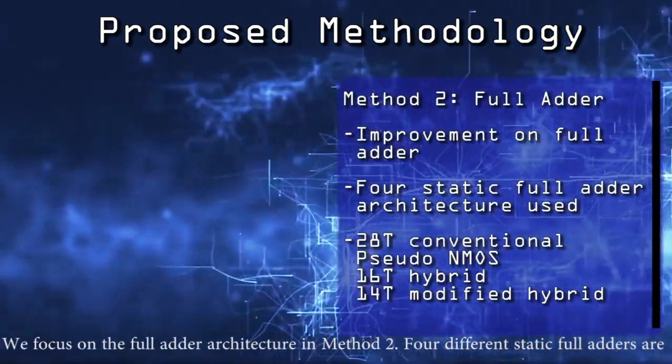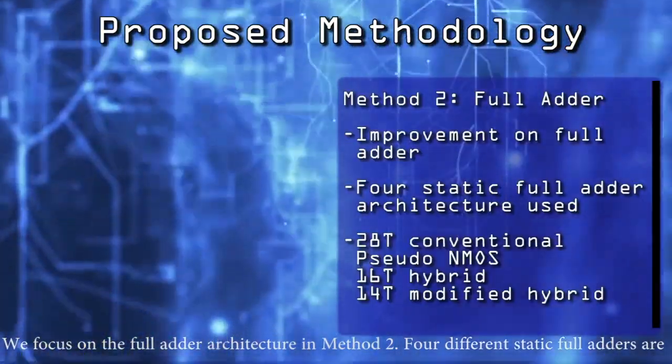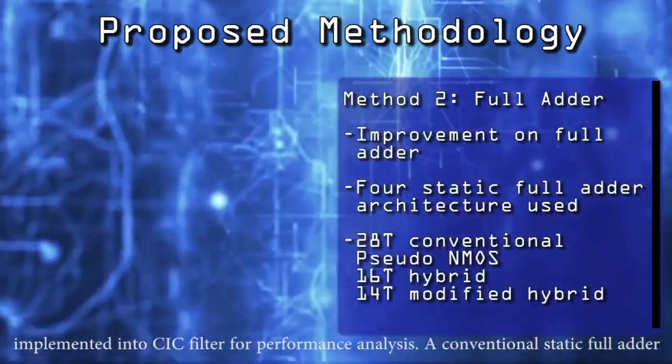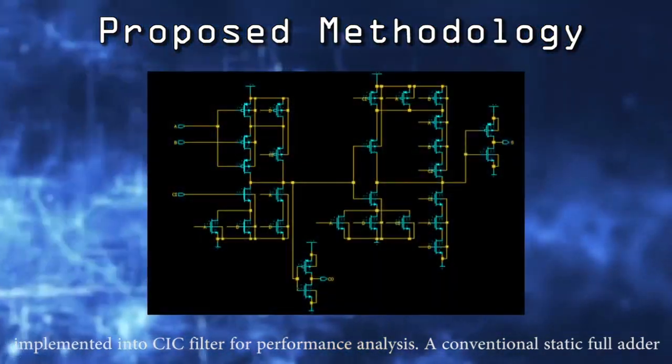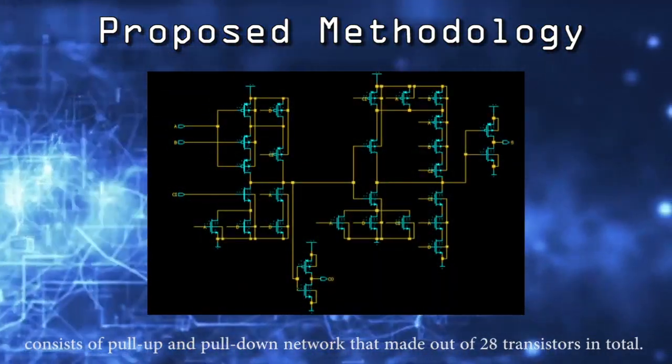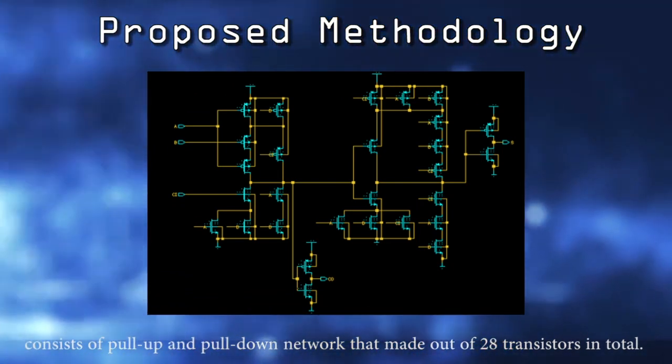We focus on the full adder architecture in method 2. Four different static full adders are implemented into the CIC filter for performance analysis. A conventional static full adder consists of a pull-up and pull-down network made of 28 transistors in total.